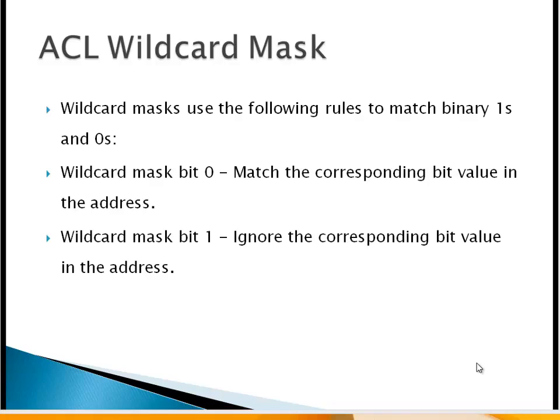ACL wildcard masks. Wildcard masks use the following rules to match binary ones and zeros. Wildcard mask bit 0 matches the corresponding bit value in the address. Wildcard mask bit 1 ignores the corresponding bit value in the address. So 0 is a match, 1 is ignore.